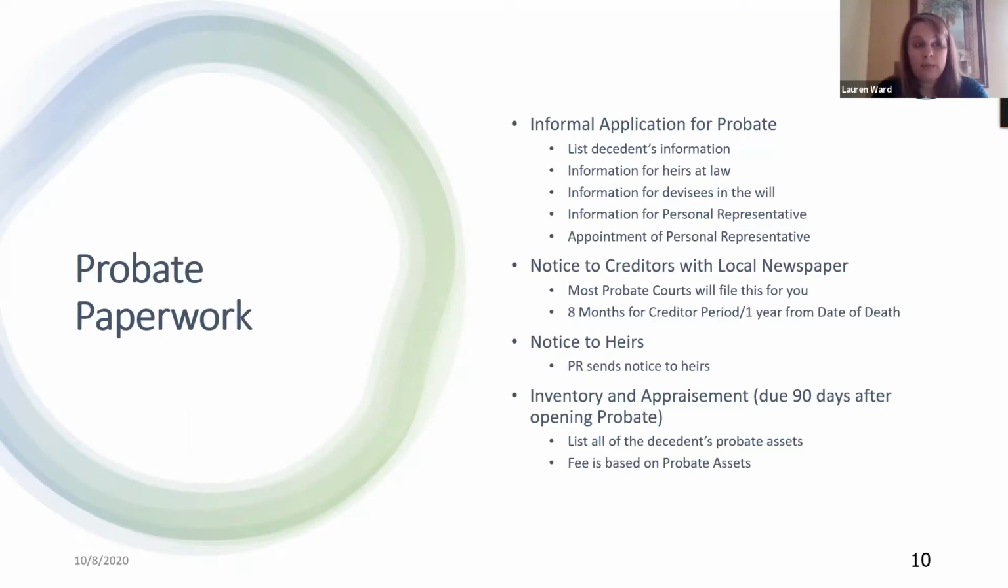If you are wanting to be the personal representative, you're the one that needs to fill out this paperwork, and you're going to need to give your personal information as well. And then from this paperwork, the court will then appoint a personal representative.